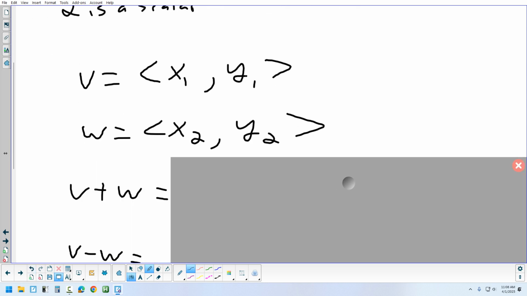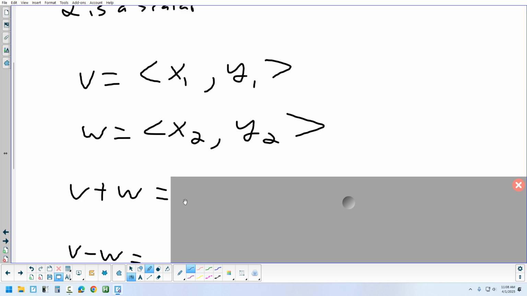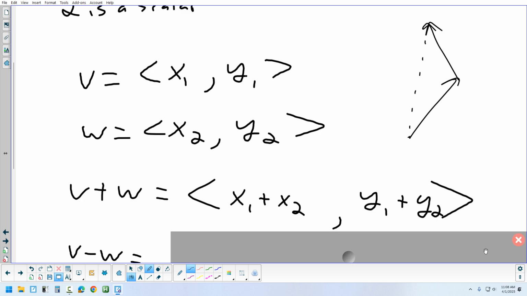All right, so let's look at how we're going to add 2 vectors together. Okay, old way: take a vector, put another vector on the end of it, and then connect where you started to the finish. New way, all we have to do is combine the components. Take your horizontal components from each vector, add them up, comma, and take your vertical components from each vector and add them up.